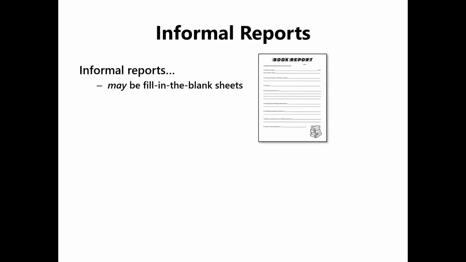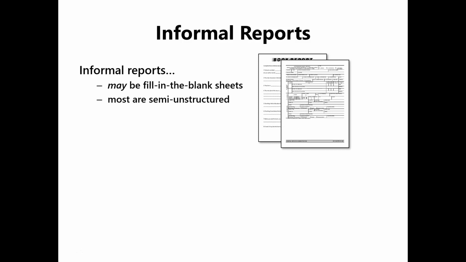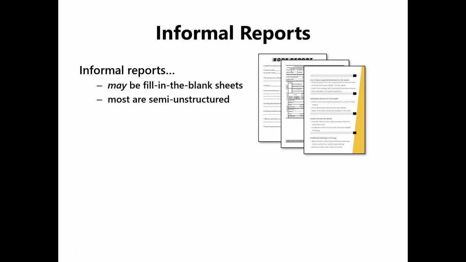How do you write these things then? Let's talk about it. Informal reports can be fill-in-the-blank sheets, as we mentioned. They could also be semi-unstructured. So it could be just a blank sheet that you start writing in. That doesn't mean that you can just write whatever you want. There's probably an expectation of how you'd go about doing it.